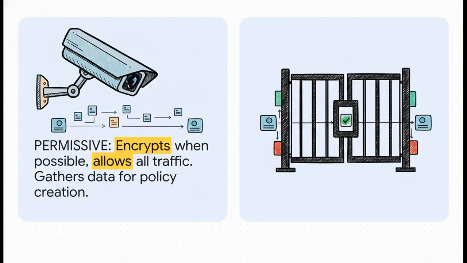And the analogy I love for this is to think of permissive mode like installing security cameras before you install the locks on a building. You just watch for a while. You see who's coming and going. You learn the normal patterns of life. Then, and only then, do you write the rules for who gets a key. Strict mode, that's when you actually install the locks and start checking keys at the door.